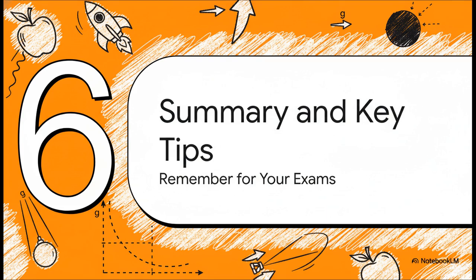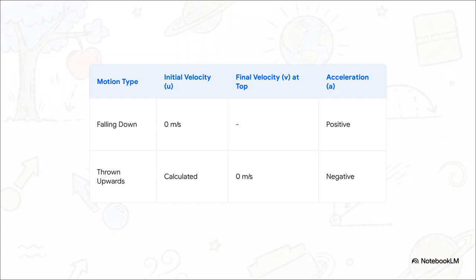So let's quickly summarize everything we have learned to make sure you remember it well, especially for your exams. This table gives a fantastic summary of the key differences. For an object that is dropped, its initial velocity, u, is 0. But for an object thrown upwards, its final velocity, v, is 0, only at its highest point. But look carefully at the acceleration. In both cases, g is always acting downwards, so we must always treat it as negative in our calculations according to the rule we set.